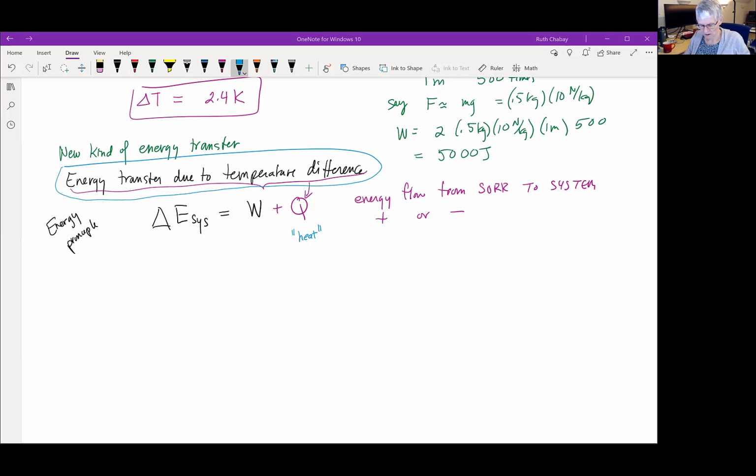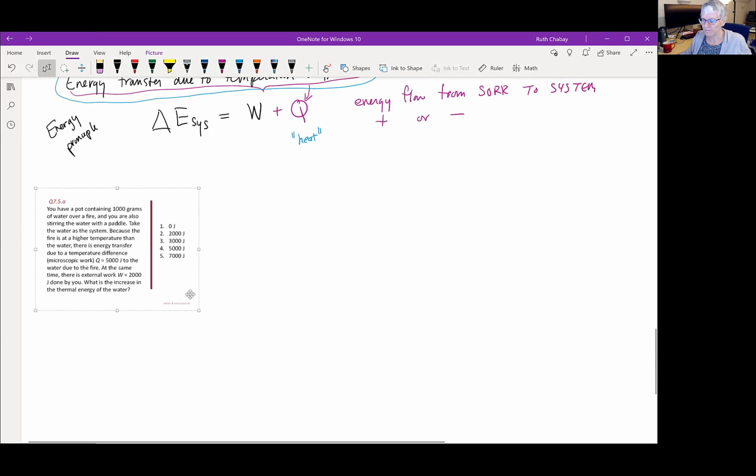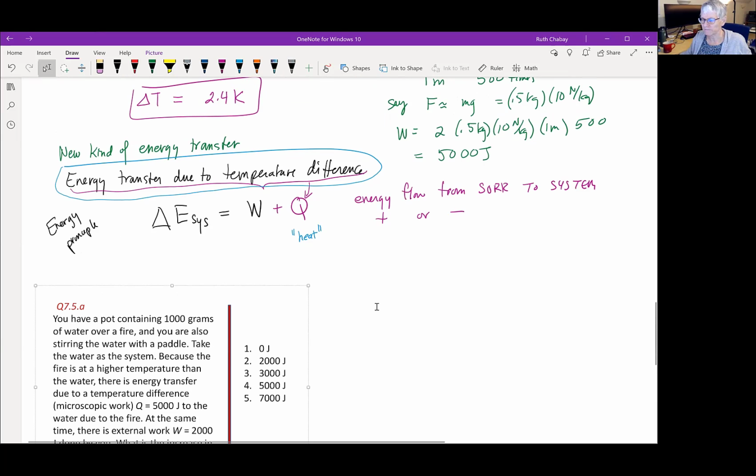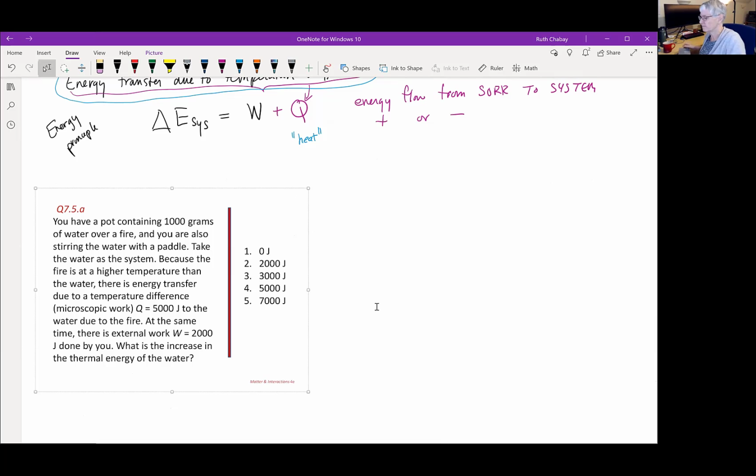So let's see if we can apply this new way of writing the energy principle. Here's our situation. We've got a pot and it has 1,000 grams of water, and you put it over a fire, which is hot, and you're also stirring the water with a paddle. And we're going to take the water as the system. So the fire is at a higher temperature than the water. There's energy transfer due to a temperature difference. You can also call it microscopic work of 500 joules to the water. And at the same time, you're doing work by stirring it.